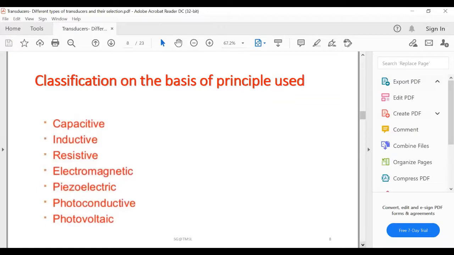And based on the principle used, these are the classifications. There are several transducers like capacitive transducer, inductive transducer, resistive transducer, electromagnetic, piezoelectric, photoconductive, photovoltaic, etc.